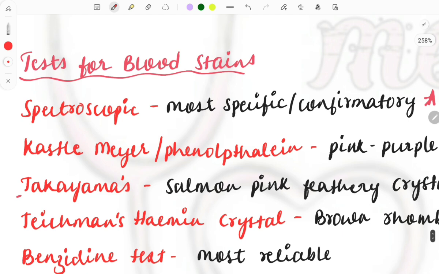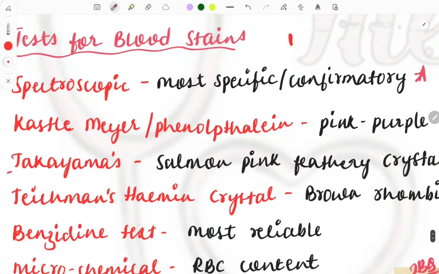Okay, the spectrometric, these are the important things which you must remember. Like this is the most specific and confirmatory, because questions are asked like PYQs. Which of the following blood stains is the most sensitive and most confirmatory, most specific and confirmatory? So it is spectroscopy.